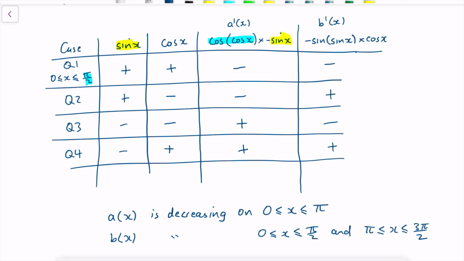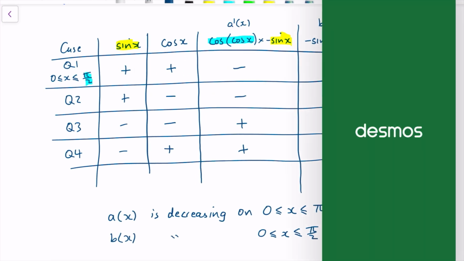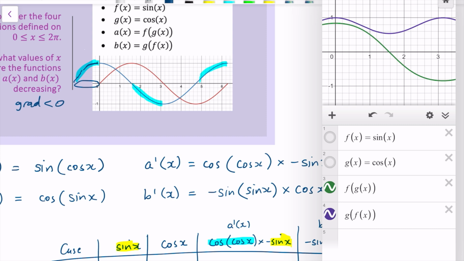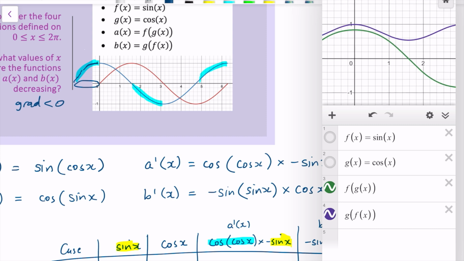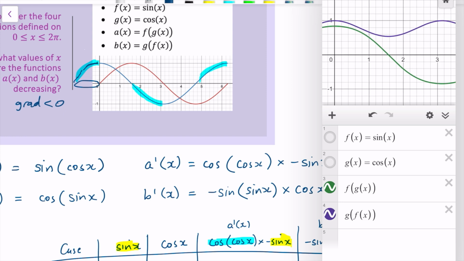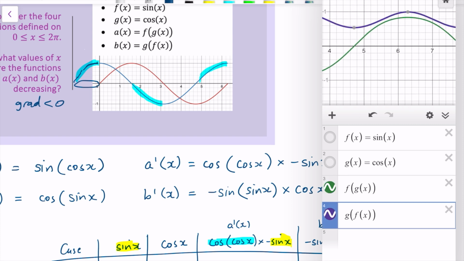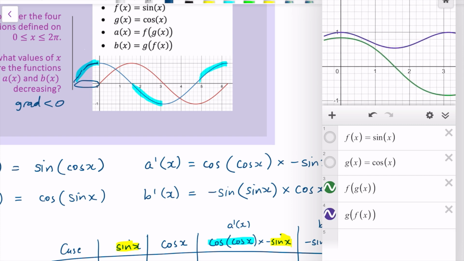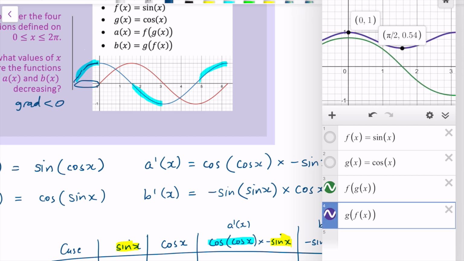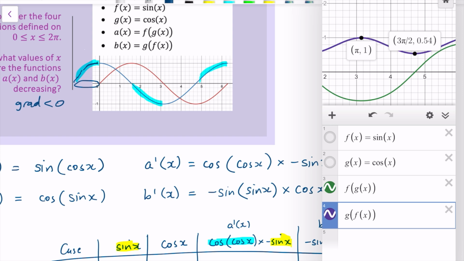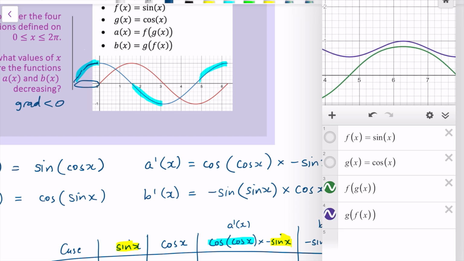So let's bring up Desmos. Okay, so we can see the purple one there is g of f of x, that's what we did second. Green one, f of g of x. So the green one is decreasing all the way to pi. So in other words, the first and second quadrants, and then it increases up to 2 pi. And the purple one decreases up to pi over 2, the first quadrant, then increases again, and then in the third quadrant, from pi to 3 pi over 2, it decreases and then increases again.